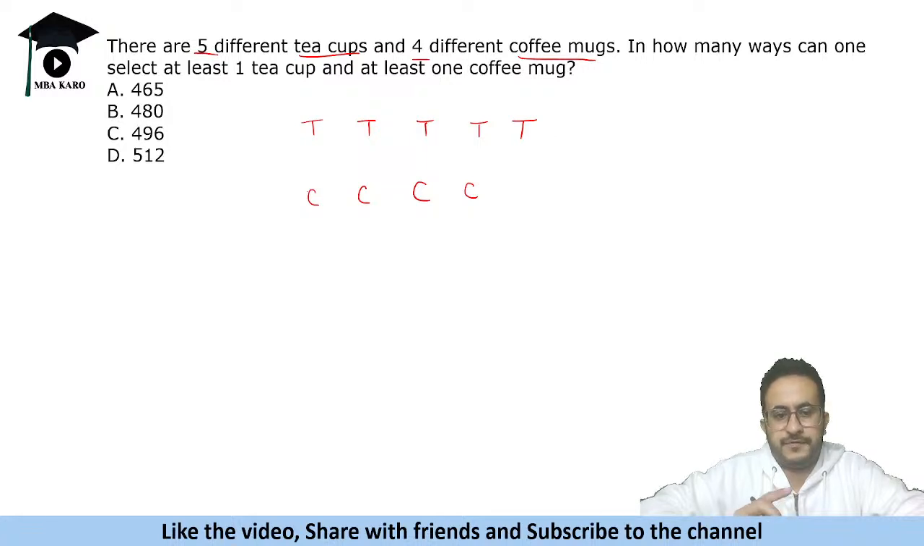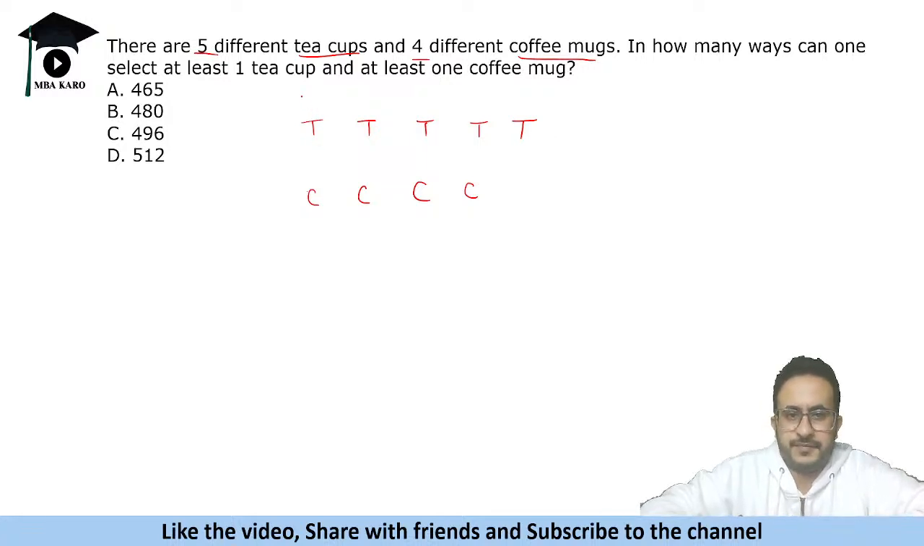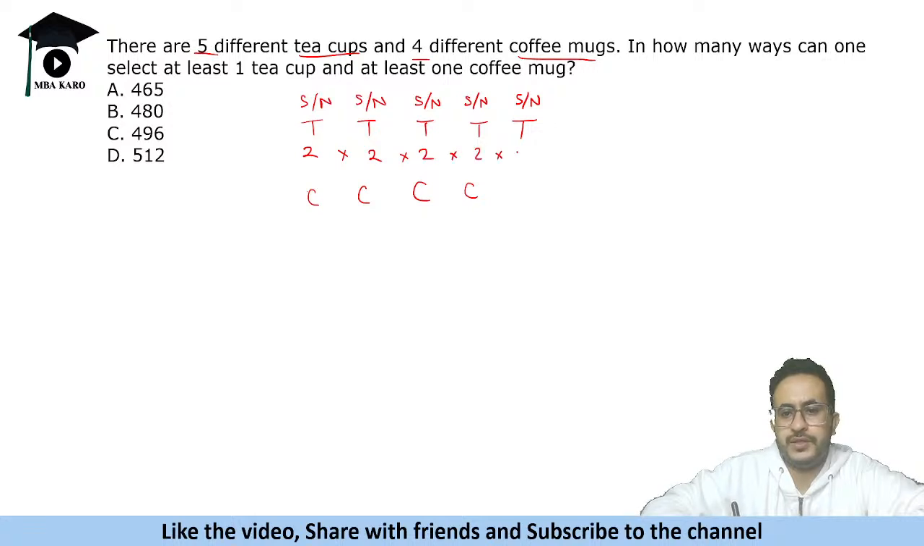So we have, let's say, the first teacup. We can either select or not select. Two options: select or not select. Similarly for each of the 5 teacups, we have two cases, either we will select it or not select it. So 2 into 2 into 2 into 2 into 2, we have total 32 cases.